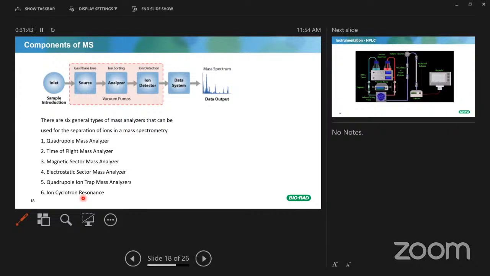Again, each analyzer has a different type in terms of the separation of the ions, based on the complexity of the origin or the complexity of the molecule you are looking at. I'm not going to detail each one of them, but just to give you an idea, these are the different types of mass analyzers in MS.